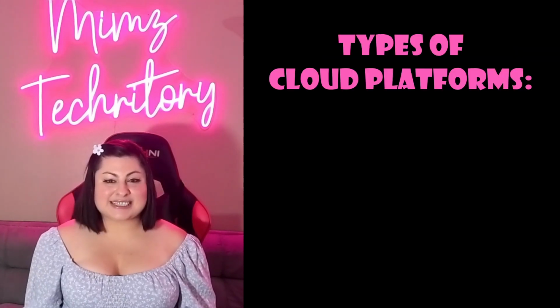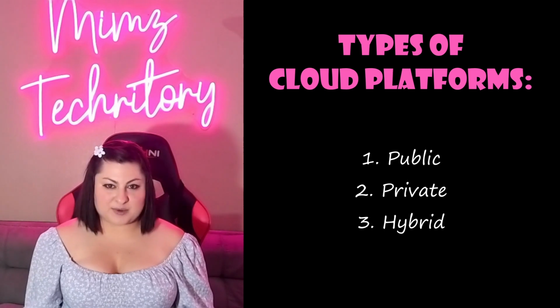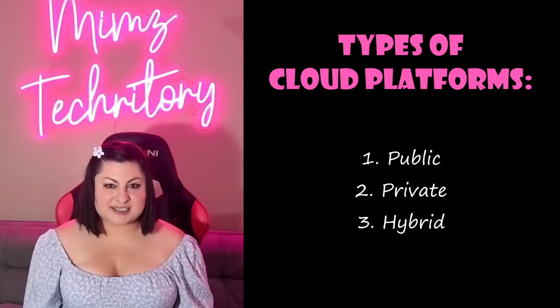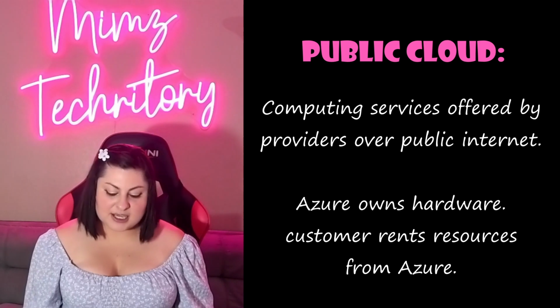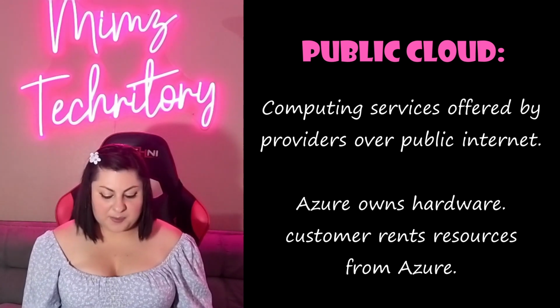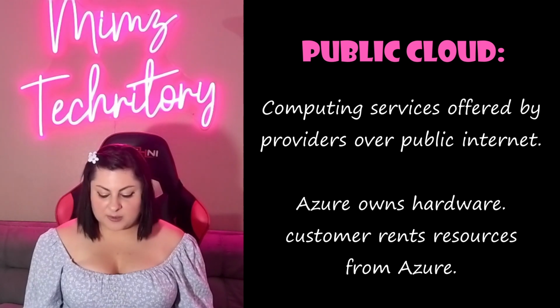Next, we're discussing types of cloud platforms. So we have public, private, and hybrid. We'll start with public cloud just because it's kind of obvious. So public cloud is defined as cloud platforms available to the public. The more advanced definition for public cloud is computing services offered by third-party providers over public internet, making them available to anyone who wants them.